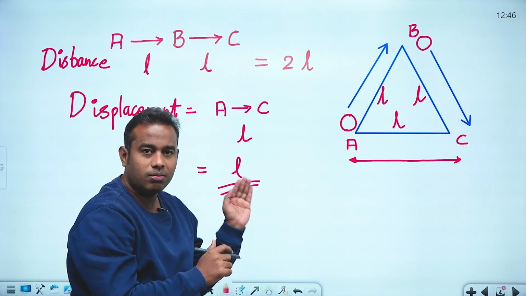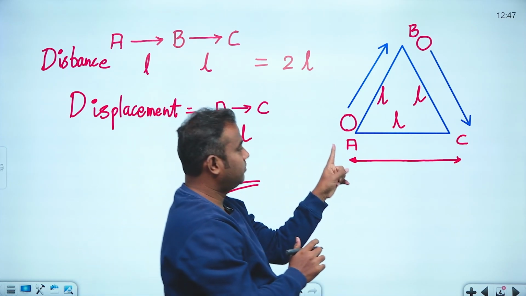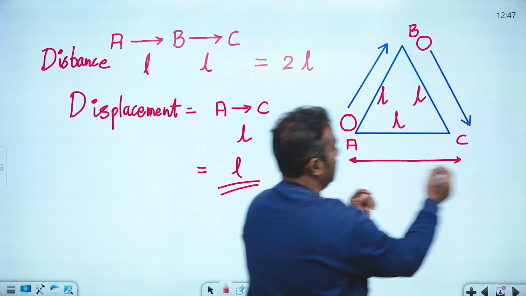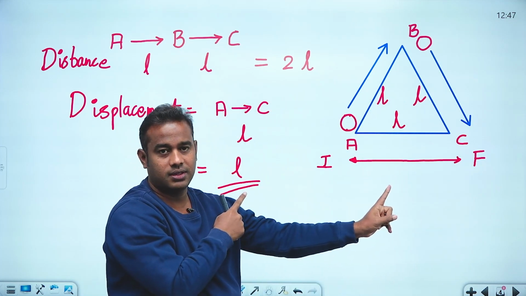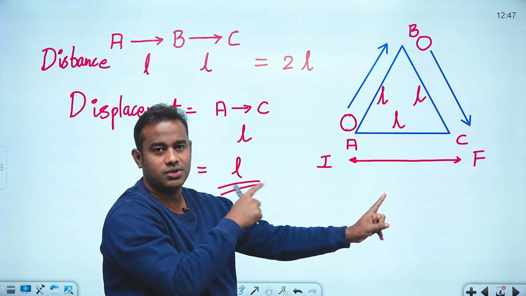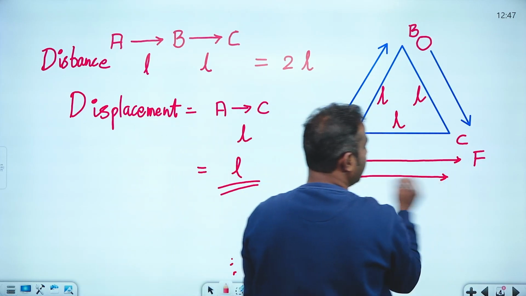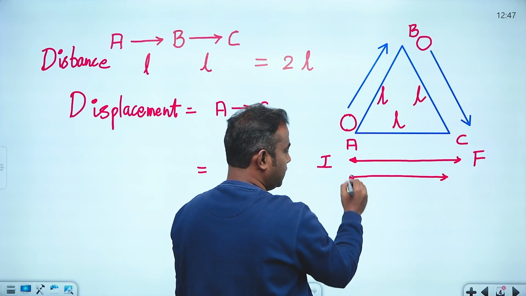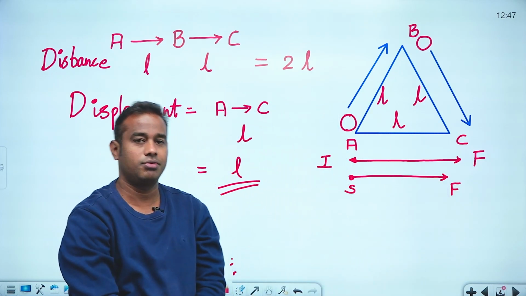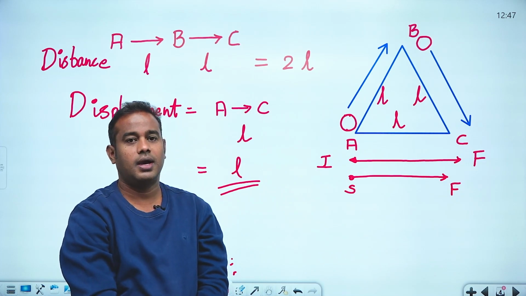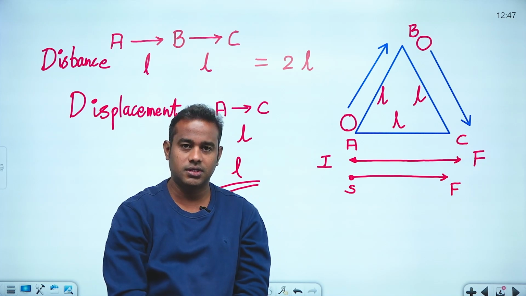Distance means you will be calculating all the length, whereas the displacement is from the initial position. This is the initial position and this is the final position. From initial position to final position, what is the length? That is the shortest straight line distance, and you also need to take the direction into the picture, from initial to final. The initial is the start point and the final is the finish point. So that direction you also need to take into account. So this is the understanding of the difference between distance and displacement.